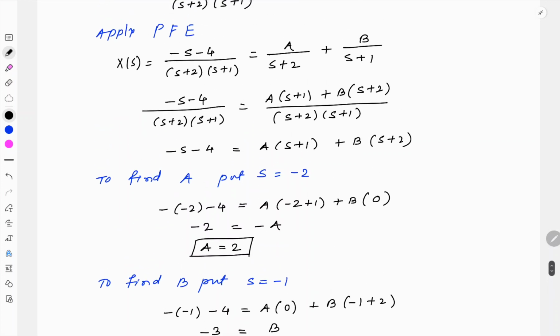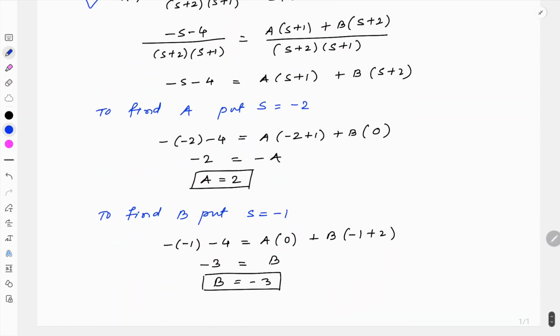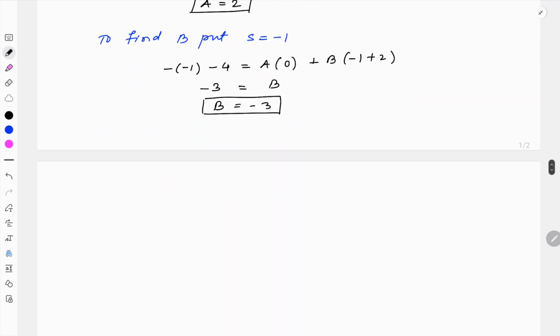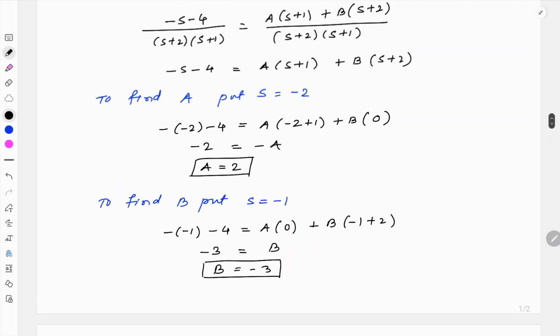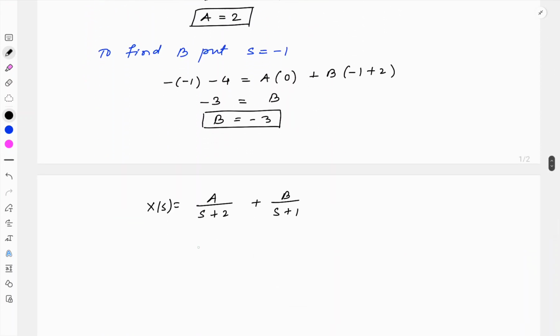So put these values in the equation where we have used the partial fraction. To get X of s, we have X of s as A upon s plus 2 plus B upon s plus 1, the term where we have taken the partial fraction expansion. So our A is 2, so 2 upon s plus 2. Now B is minus 3, so minus 3 upon s plus 1. This is our X of s.